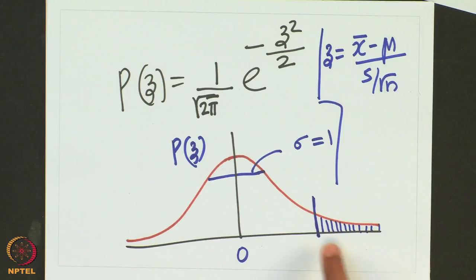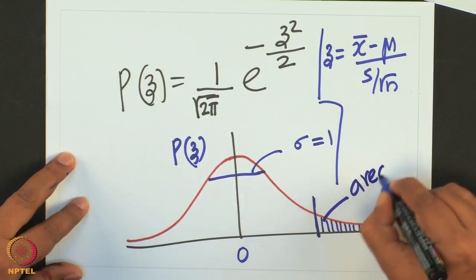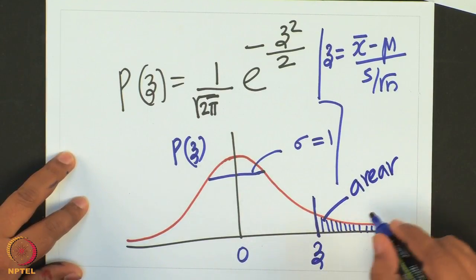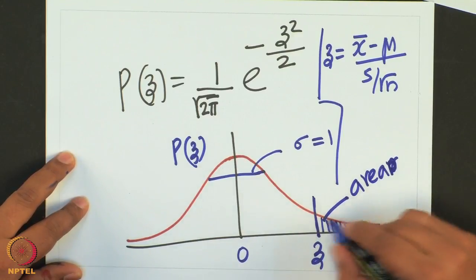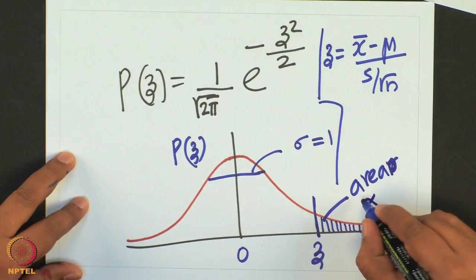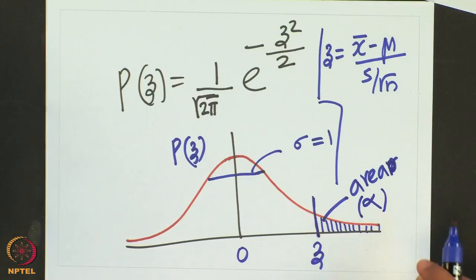Even if it, so that error is this area. So this area beyond the z value that you would get, this area beyond z is an important quantity called alpha, which is called a type 1 error. So this area is called a type 1 error.